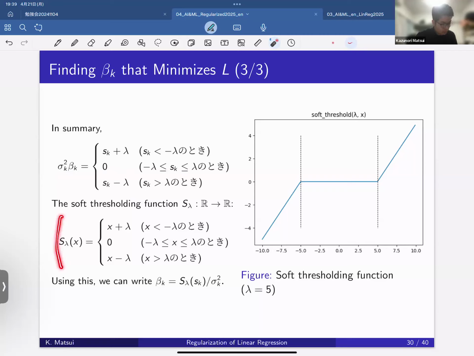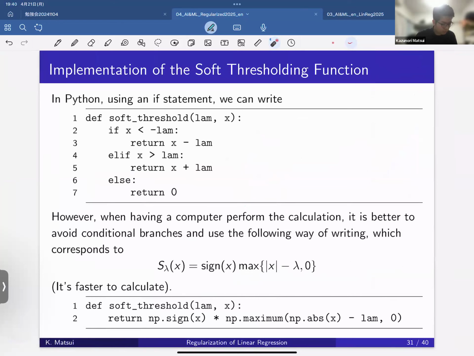This can be written using what we call a soft threshold function. If you didn't quite follow, the main point is that if you have the value of sk and sigma k squared, you can determine beta k. In Python, we can write this using an if statement. However, when performing calculations on a computer, it's better to avoid conditional branches. This alternative way of writing it is actually faster. You can check this for yourselves. The soft threshold function can be written like this.